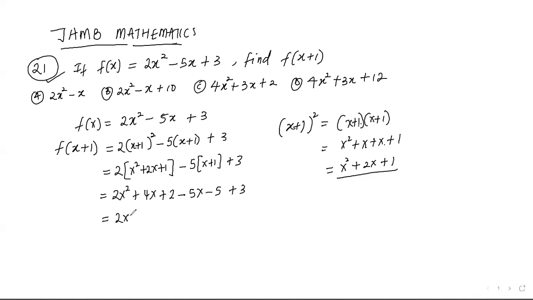You have 2x squared. This x and this x come together, so you have plus 4x minus 5x. These numbers come together too, so you have plus 2 minus 5 plus 3. So finally, we have 2x squared. 4x minus 5x will give me minus 1x, which is the same as minus x. And 2 minus 5 is minus 3, right? Minus 3 plus 3 will give me 0. So the final result: f of x plus 1 is 2x squared minus x. And that is right here, option A.